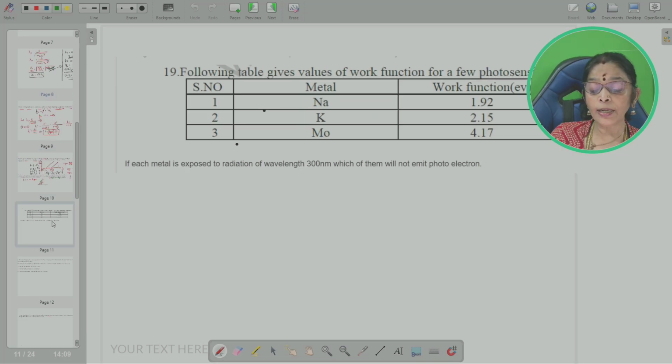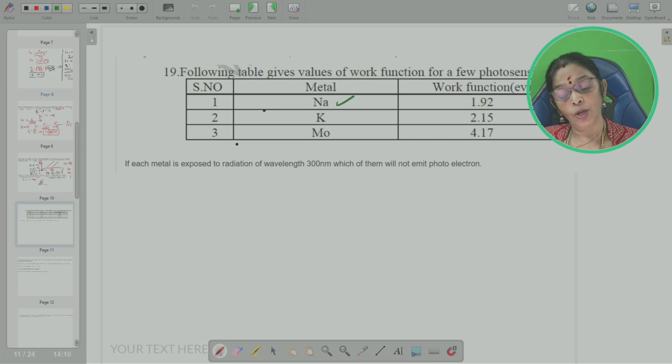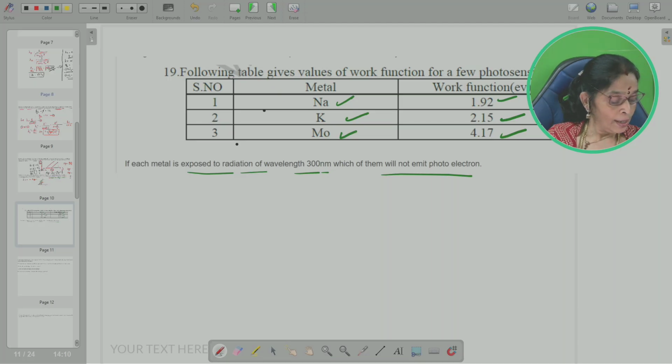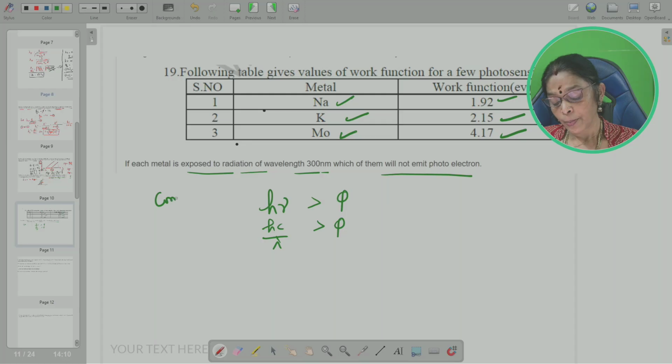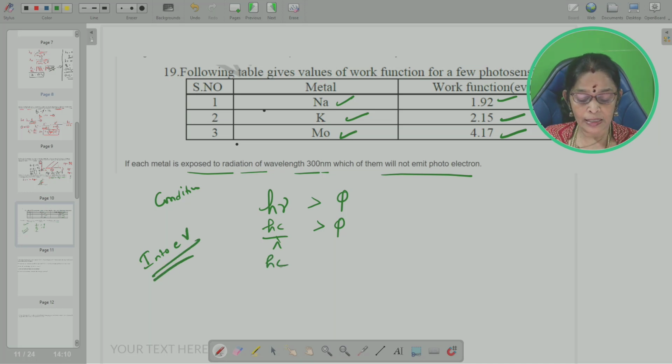Next. The following table gives the value of work function for photosensitive metals: sodium 1.92, potassium 2.15, molybdenum 4.17. Each metal is exposed to radiation of wavelength 300 nanometer. Which of them will not emit photoelectrons? Tell me, children, what is the condition for emission of photoelectrons? h nu should be greater than the work function, or hc by lambda should be greater than the work function. I am going to convert into electron volt, so hc by e into lambda should be greater than the work function.